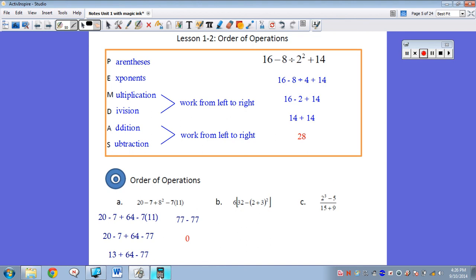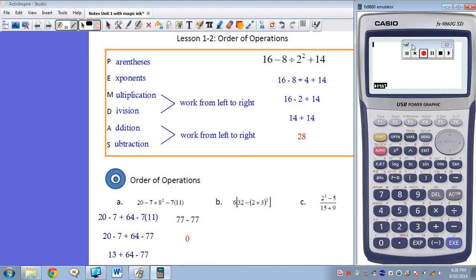I am going to show you how you can do this in the calculator. So you're going to plug it in just like you see it here. 20 minus 7 plus 8. To get a squared button, you hit the x squared button right here, and that will raise it to the power of 2, and then minus 7 times 11. If you hit enter, that will give you 0, too.